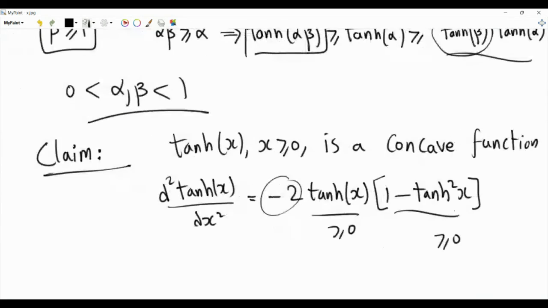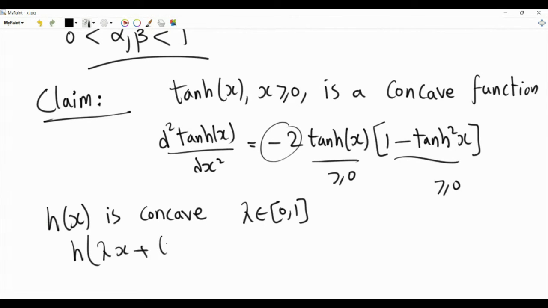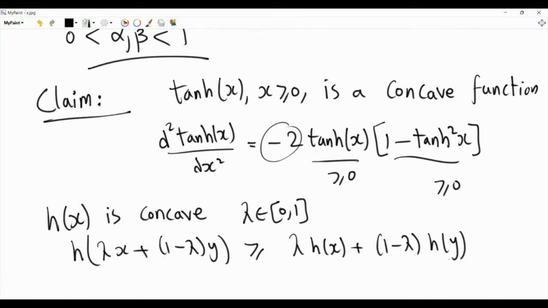And so the tangent function is concave. What does this mean? Suppose that we have a concave function h. The main definition of concavity is that if we take lambda between 0 and 1, then h of lambda x plus 1 minus lambda y, if the function is concave, is greater than or equal to lambda h of x plus 1 minus lambda h of y.